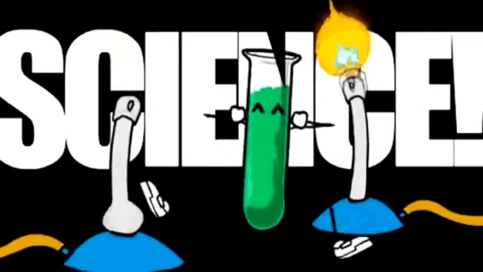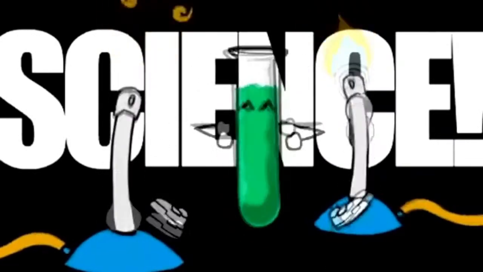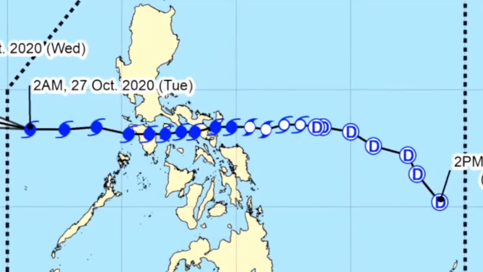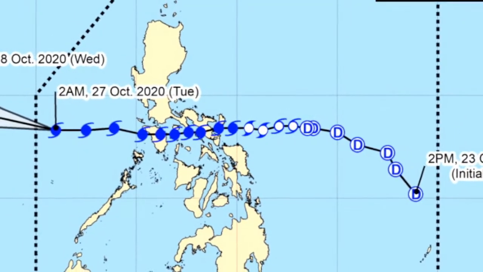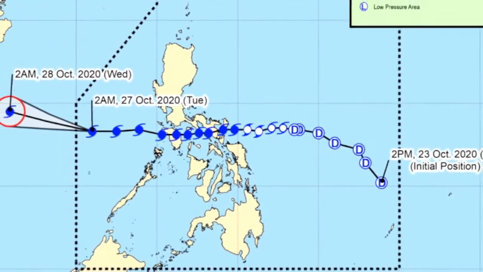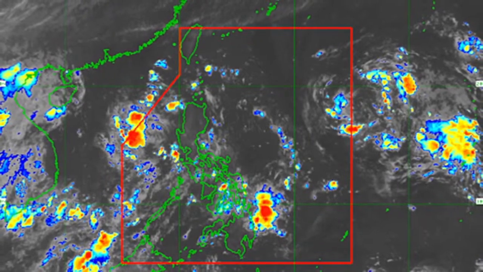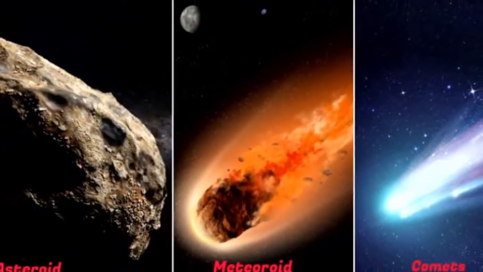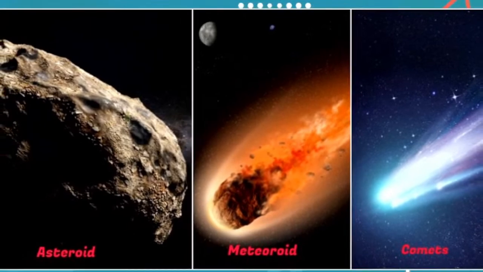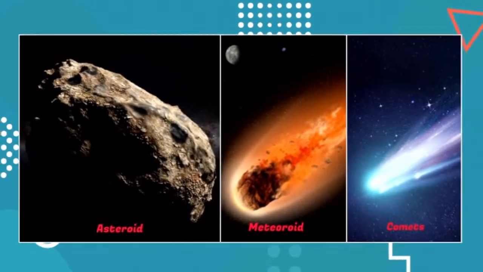Hello, grade 8 learners! Welcome to our 6th episode for the second quarter of Ang Tangku. Last episode, you have learned about tracing the path of typhoons that enter the Philippine area of responsibility using a map and tracking data. Today, we will compare and contrast comets, meteors, and asteroids.